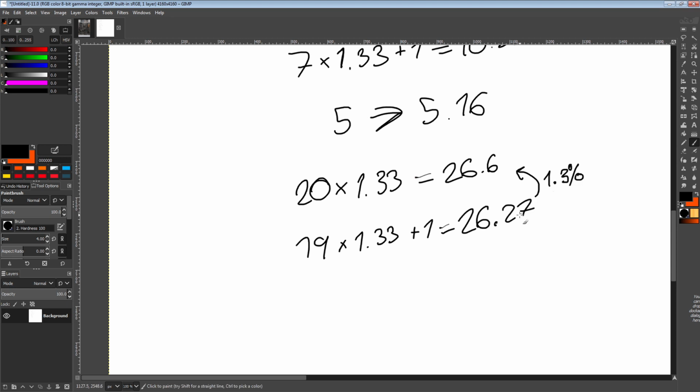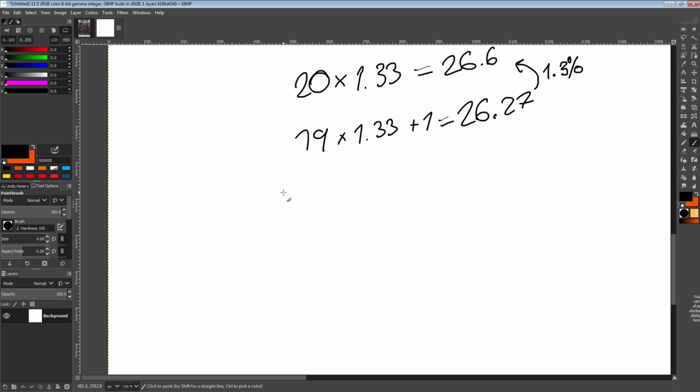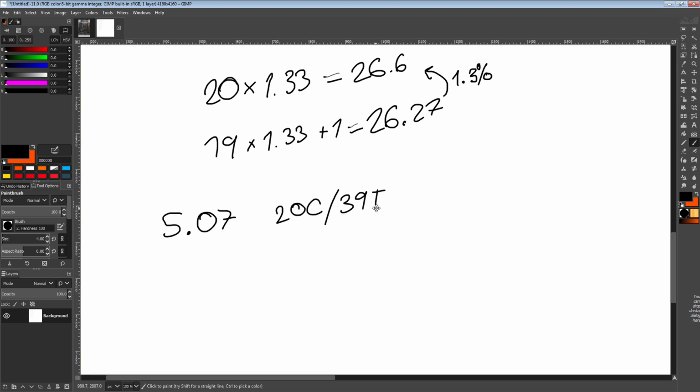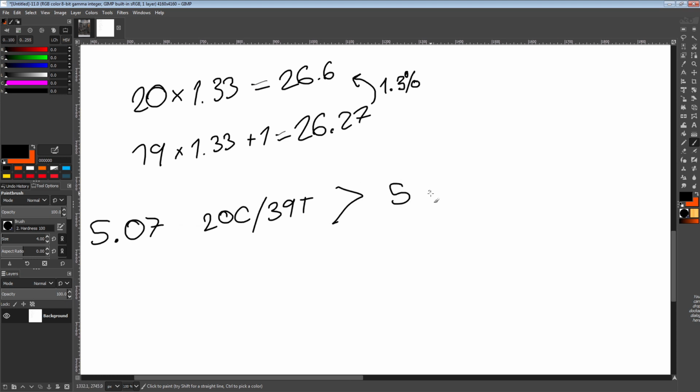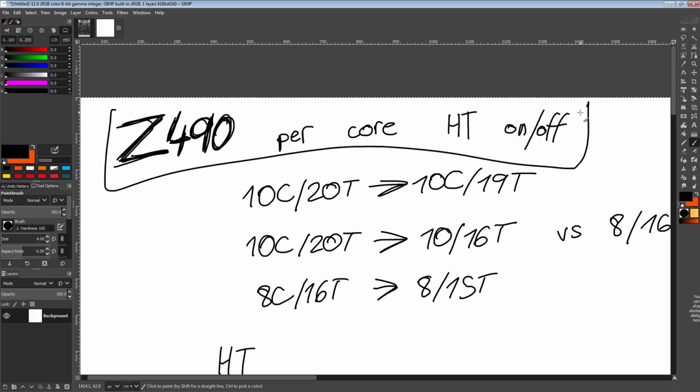1.3% more frequency. So basically what that means is, let's say you did 5.07 on a 20 core, 39 thread CPU. That's faster than a 5.0 20 core, 40 thread CPU. So this is a really cool feature.